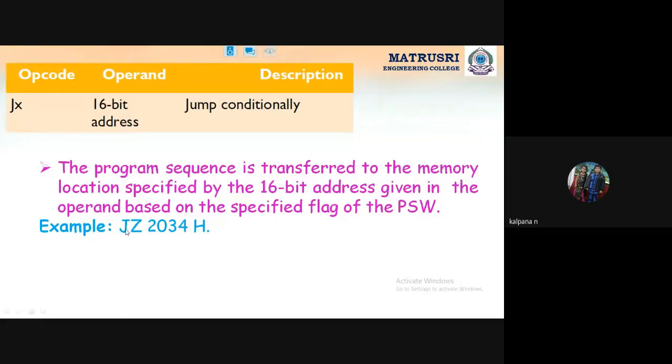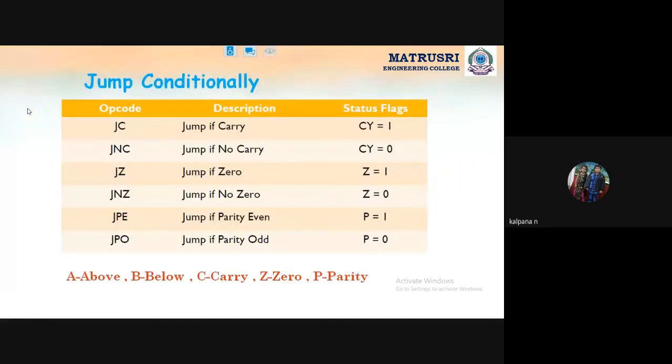For example, JZ means if the zero flag is set, then jump to 2034. What is the instruction syntax? JX 2034 or any address location. In place of X, based on the flag, we write C if carry flag, NC if there is no carry. If the zero flag is set, we write Z, or NZ, and likewise for parity even and parity odd. Understand?